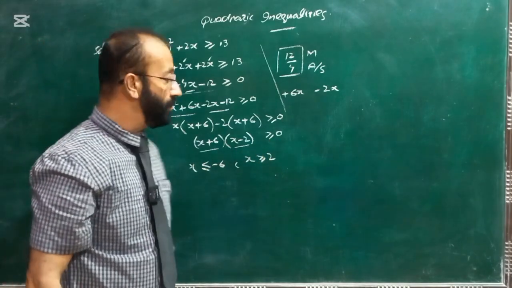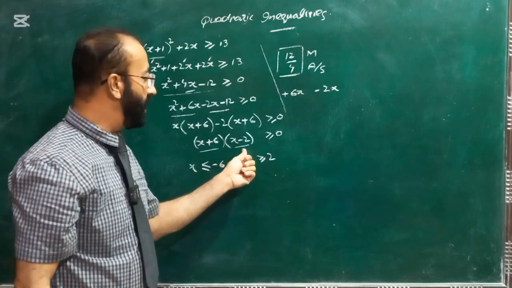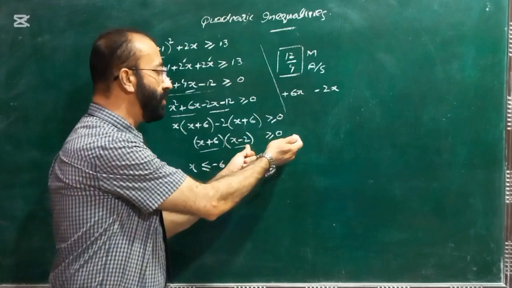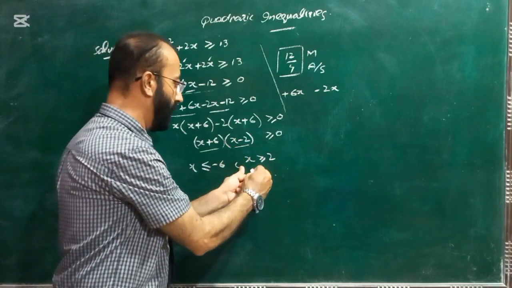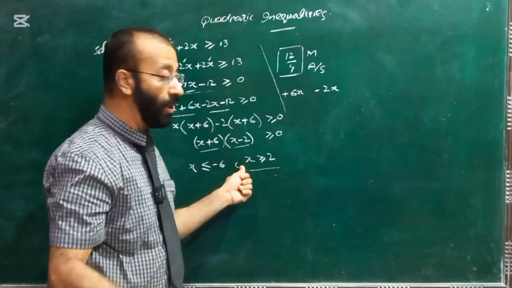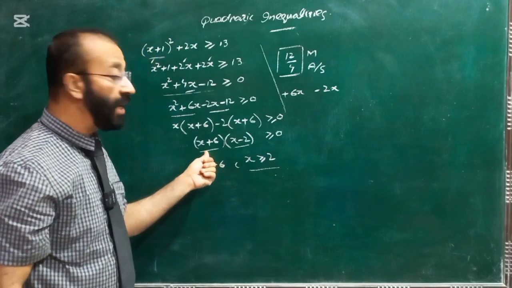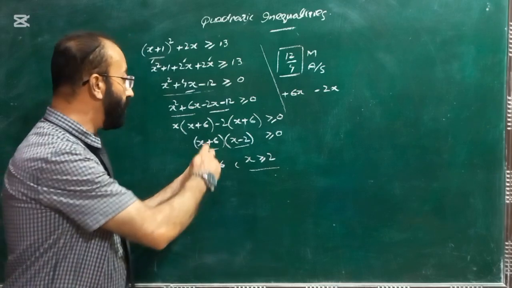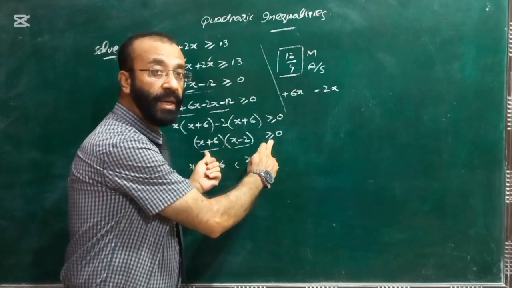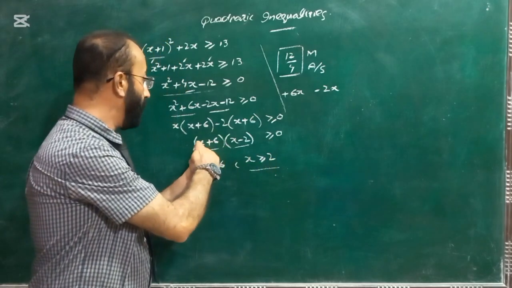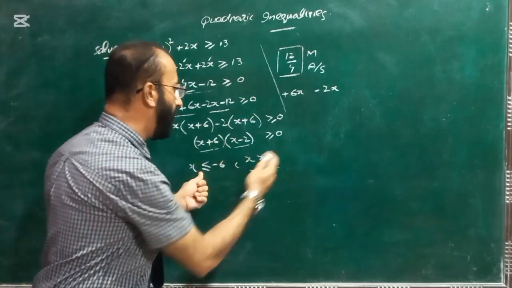So listen again, there will be no change with the bracket which has the minus sign. This −2 will be shifted to the other side, so x is greater than or equal to 2. There is no change at all. But there is some change with the bracket which has the positive sign. When a positive value is shifted to the other side, this sign will be reversed. So it will now become x is less than or equal to −6.